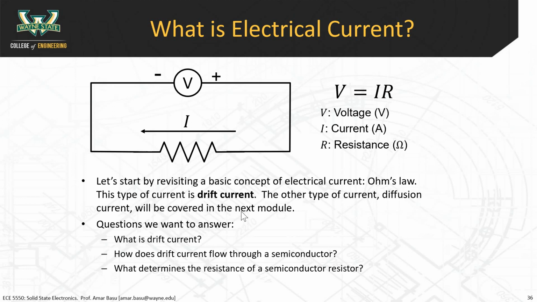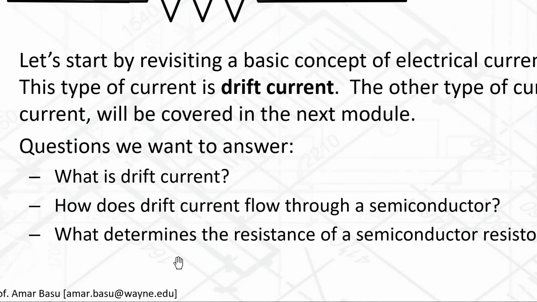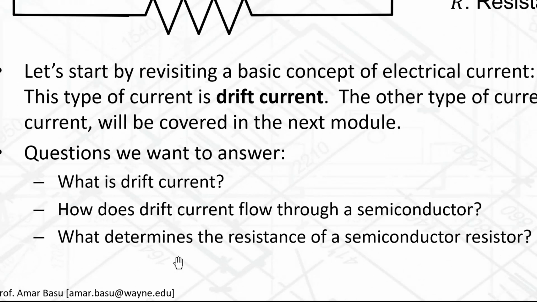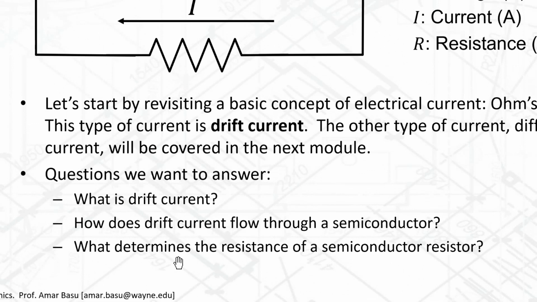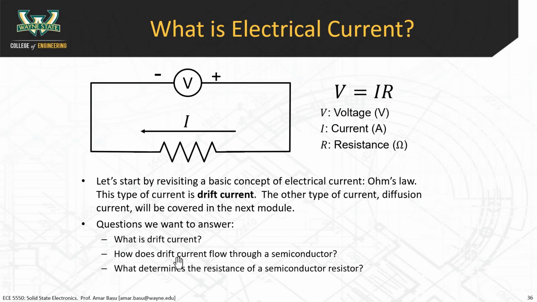So the questions we want to answer here is, what is drift current? How does drift current flow through a semiconductor? And then if we want to make a resistor, the first of the basic elements that we make in a semiconductor is a resistor. How do we calculate the resistance of a semiconductor being used as a resistor?